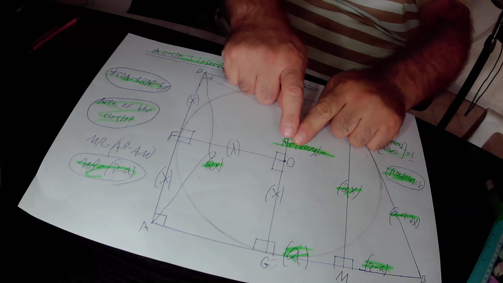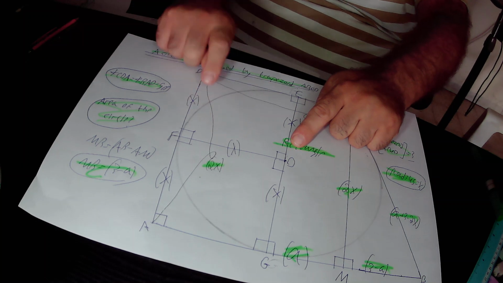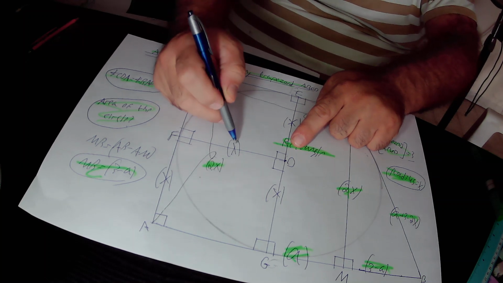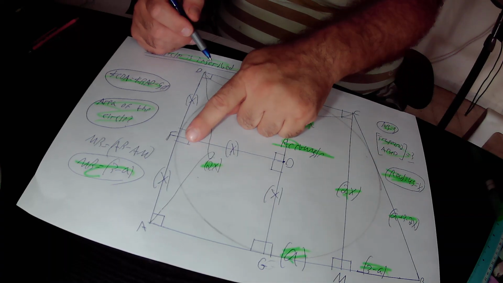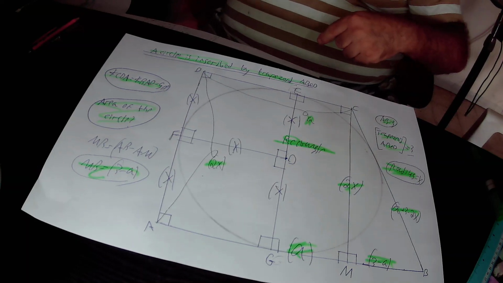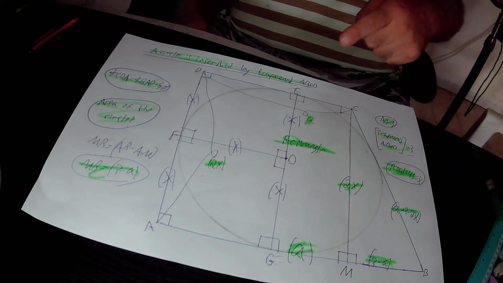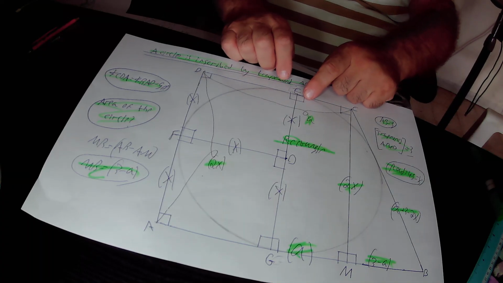Likewise, we join points O and F together by a straight line. OF is of course the radius of this circle, which equals X. According to rule 1, this angle equals 90 degrees, and this angle also equals 90 degrees. Likewise, we join points O and D together by a straight line. OD is of course the radius of this circle, which equals X. And according to rule 1, this angle equals 90 degrees, and this angle also equals 90 degrees.